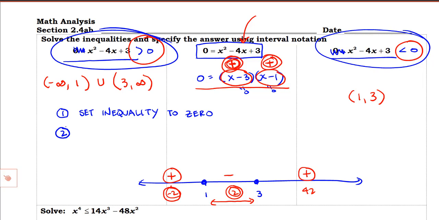Step 2, we solve the equality, like the middle guy. And I'll do that either by factoring, quadratic formula, whatever the case might be. Okay? And if I solve the equality, I'll find the critical values, or the boundary conditions. Make sense? Boundaries?